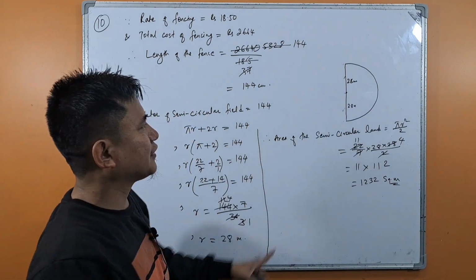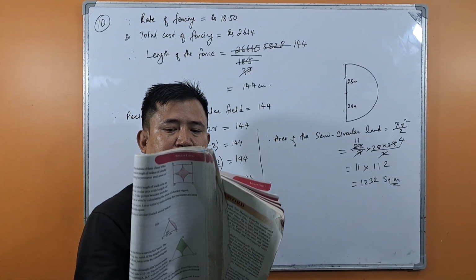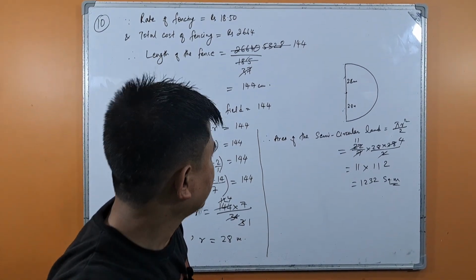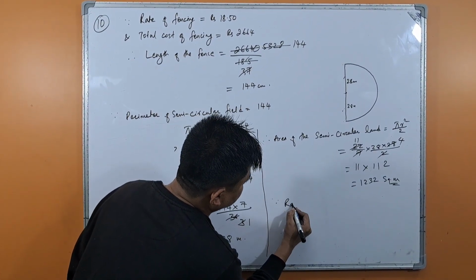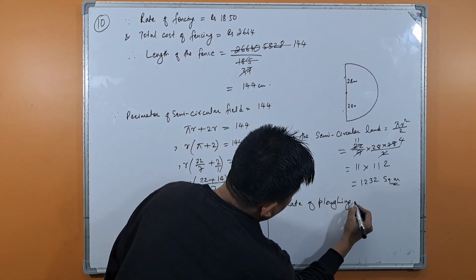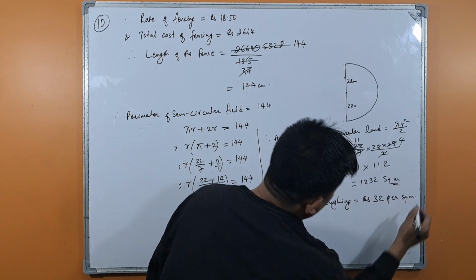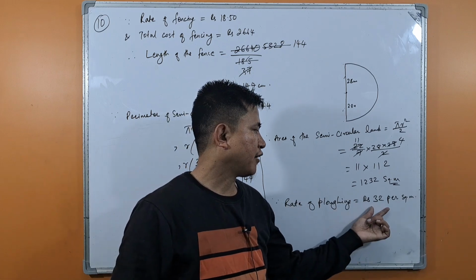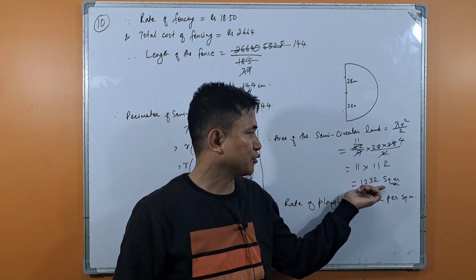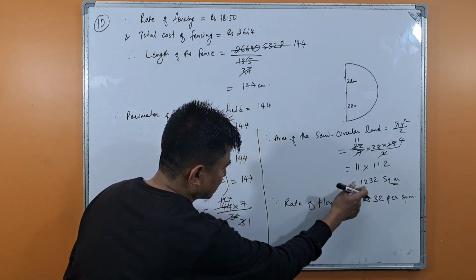Since the rate of plowing this semicircular land is rupees 32 per square meter, to plow 1 square meter of land, rupees 32 is needed. So to plow this much area of land, how much money is needed? So we simply multiply these two, isn't it?